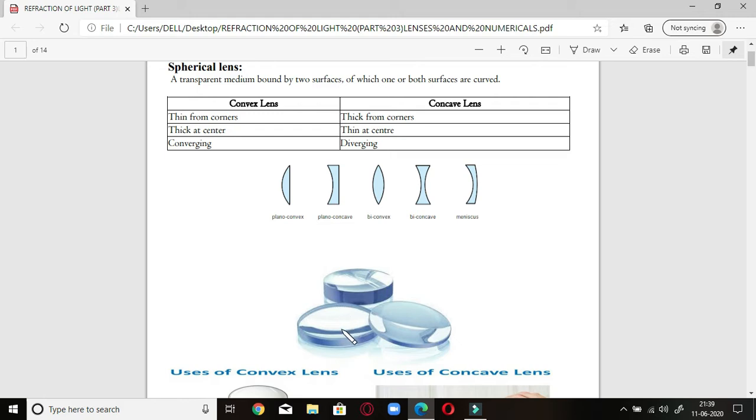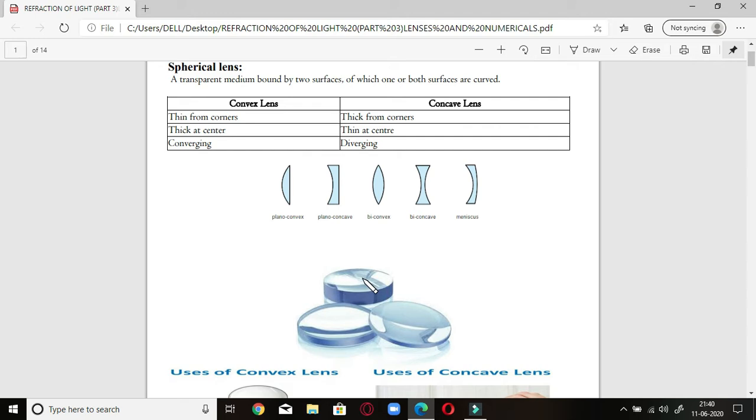Other lenses are also available, like the plano-convex lens, where one surface is plane and the other is curved. There is the plano-concave lens, or the meniscus type, where both the surfaces are curved outward. So these are various types of lenses. But we are going to deal with the concave lens as well as the convex lens. One very important thing about the concave lens is that it is diverging in nature.